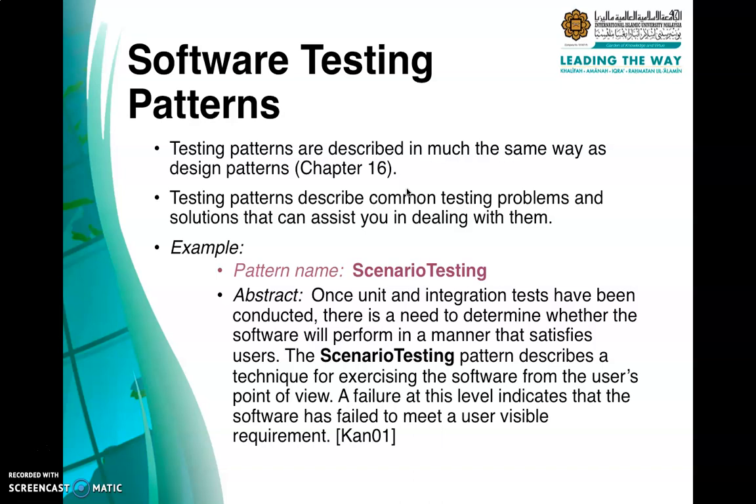For example, let's say the pattern name is scenario testing. This is just one example. For scenario testing, once unit and integration tests have been conducted, there is a need to determine whether the software will perform in a manner that satisfies users. The scenario testing pattern describes a technique for exercising the software from the user's point of view. A failure at this level indicates that the software has failed to meet a user-visible requirement. So this is one kind of pattern called the scenario testing pattern. Of course, there are many other patterns available for software testing.